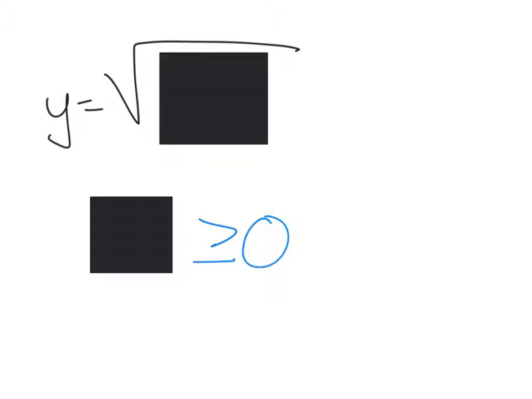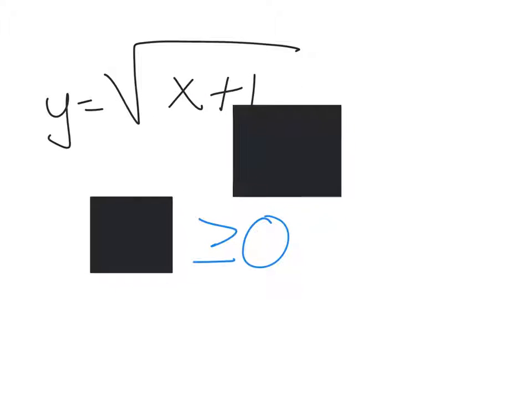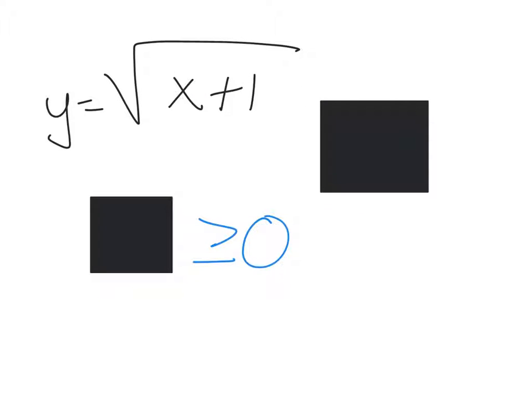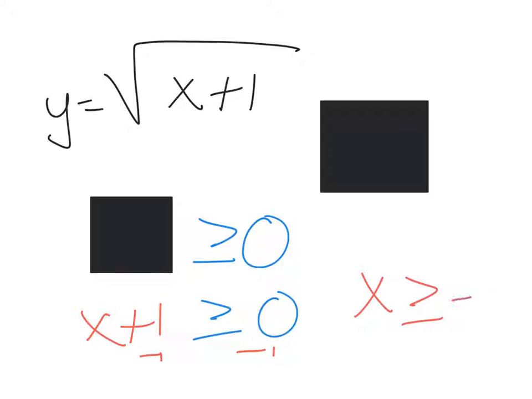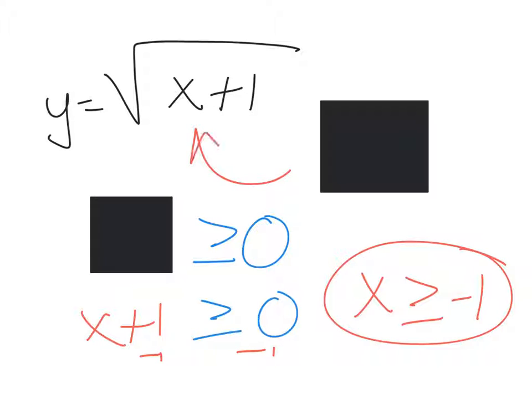So then I ask myself, well, what is that box? Well, that box is x plus 1. Okay, so whatever that box is, x plus 1, it has to be bigger than or equal to 0. So if I subtract 1 from both sides of this inequality, I know that x must be bigger than or equal to negative 1.